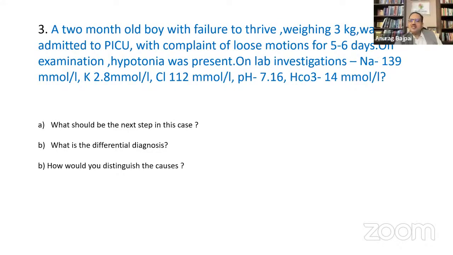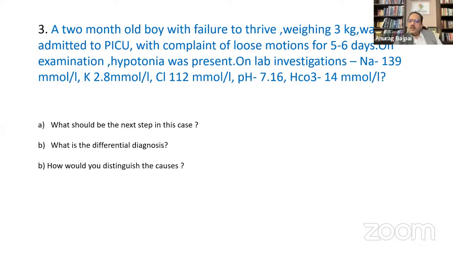So this is now the question: how would you distinguish the causes? After calculating the anion gap, what will you do next to distinguish the causes? So basically what Dr. Vibha is asking is, how do you differentiate diarrhea versus RTA? And that we discussed very carefully.